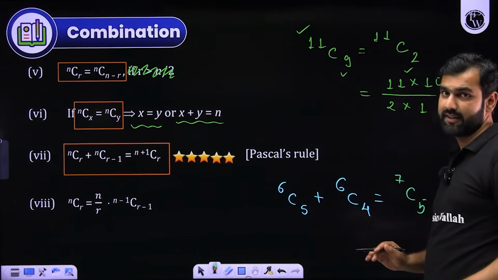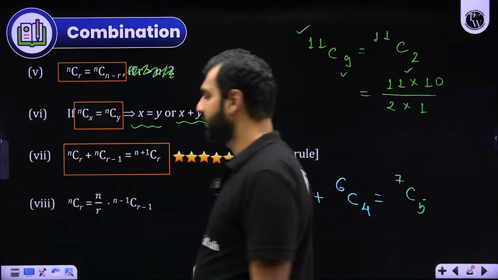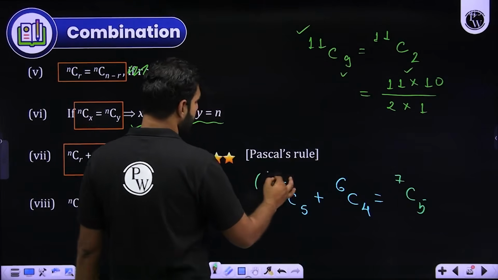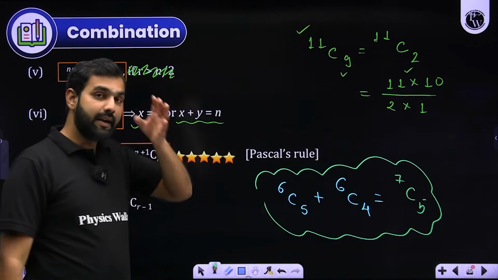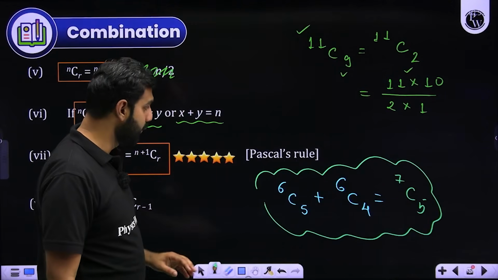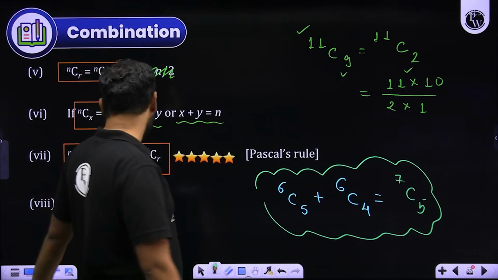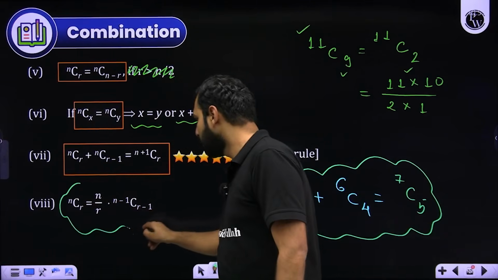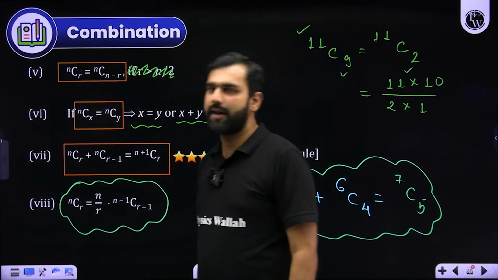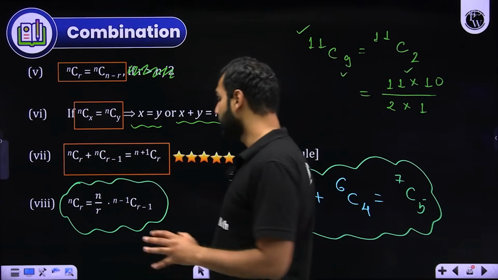So, this is a result which IIT JEE keeps on asking, and they keep using this particular conclusion many times. And I will strongly emphasize that you should take care of this particular conclusion. I hope you will remember it. Along with this, yes, this is something very crucial. NCR is equal to N upon R, N minus 1 C R minus 1. This is also we'll use many times.